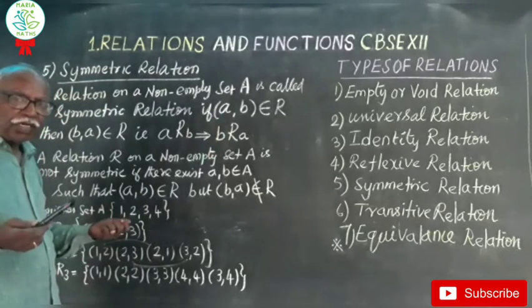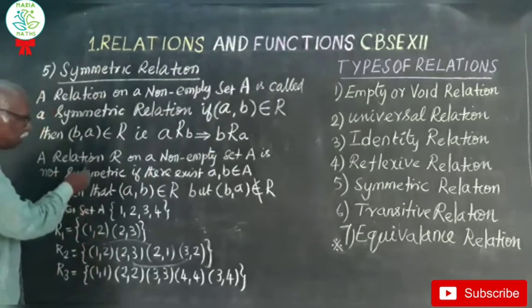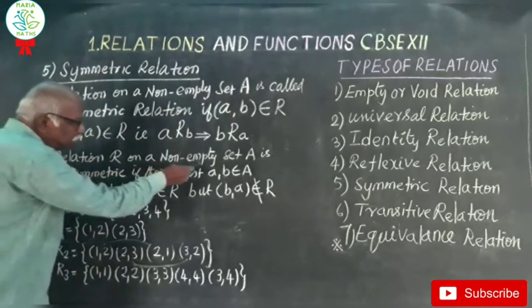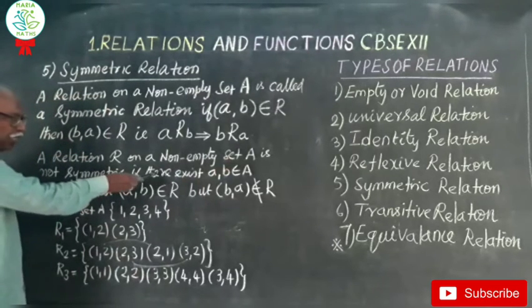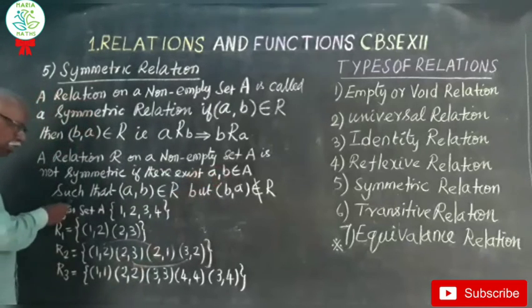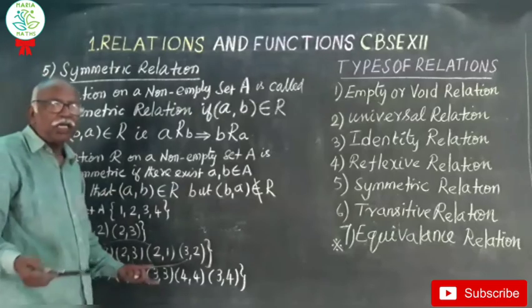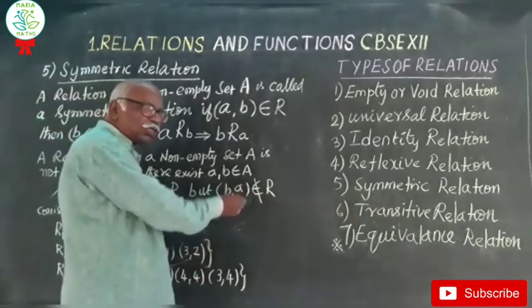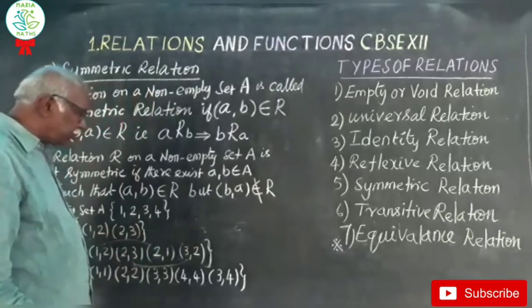When is a relation not a symmetric relation? A relation R on a non-empty set A is not symmetric if there exist a, b belonging to A such that (a, b) belongs to R but the ordered pair (b, a) does not belong to R. That is not a symmetric relation.